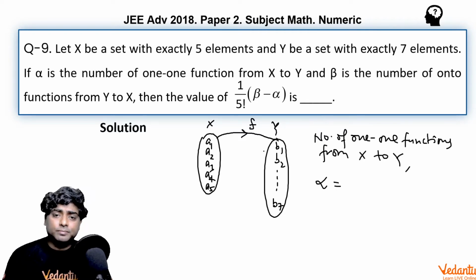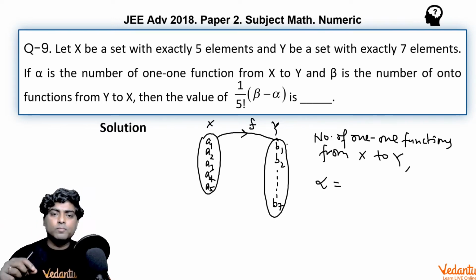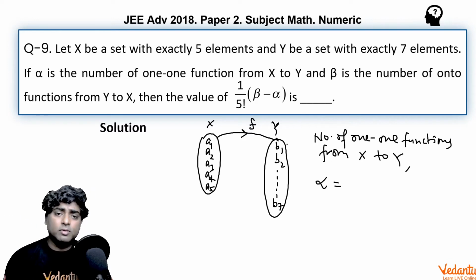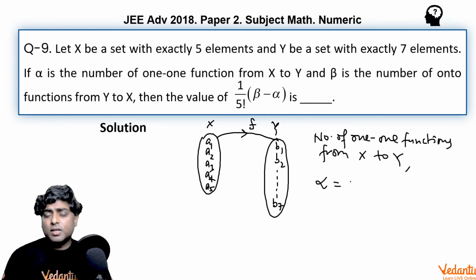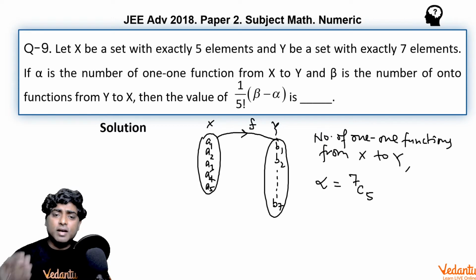So we have to engage these 5 elements of X with exactly 5 elements of set Y, then only a one-one function is possible, because no 2 elements of X go with the same element of Y, so they take different elements of Y. So the 5 elements of X will occupy 5 different elements of Y. We need to select those 5 elements from set Y, which can be done in 7C5 ways.